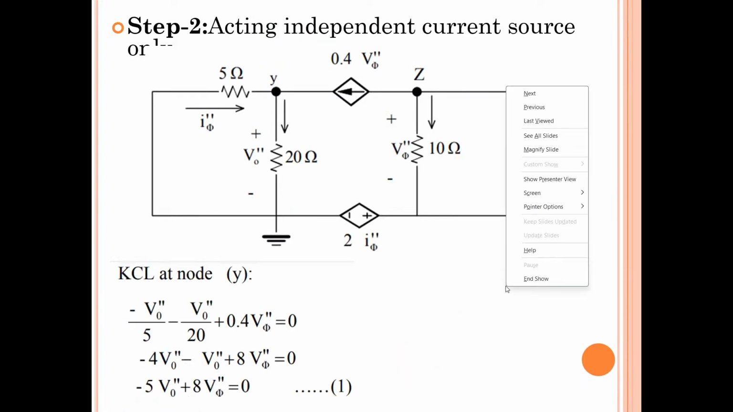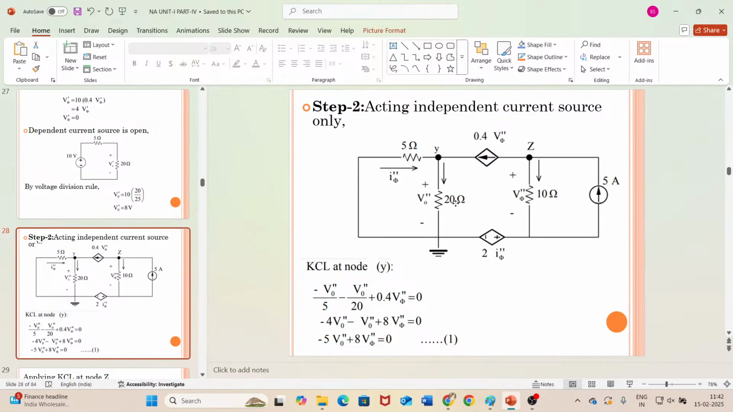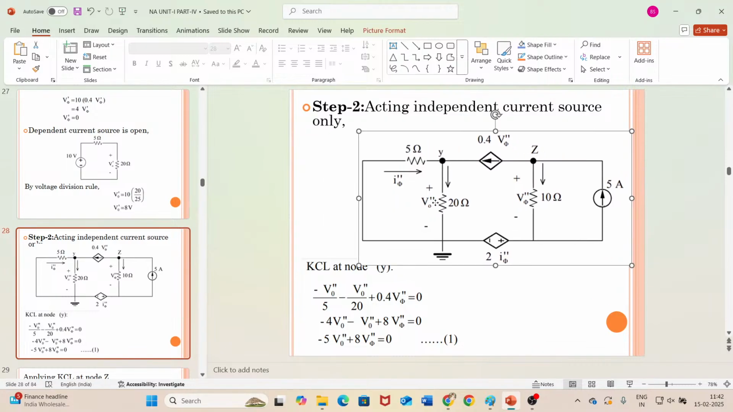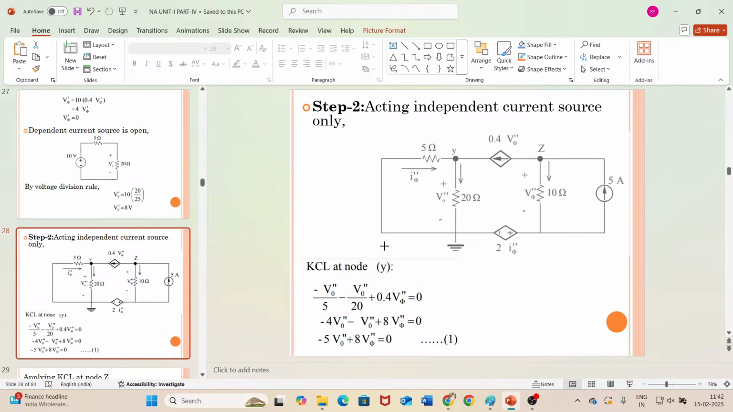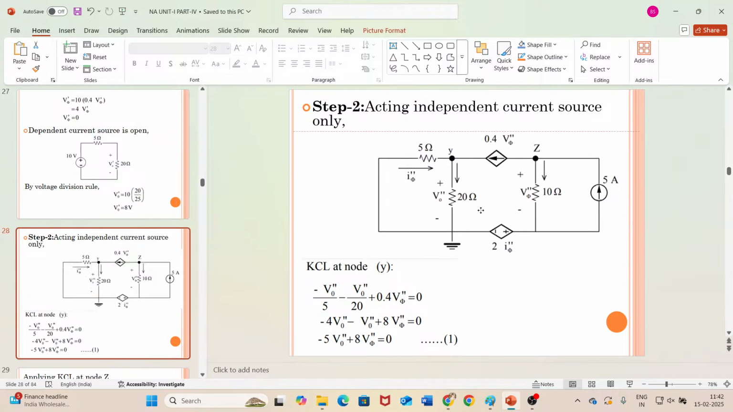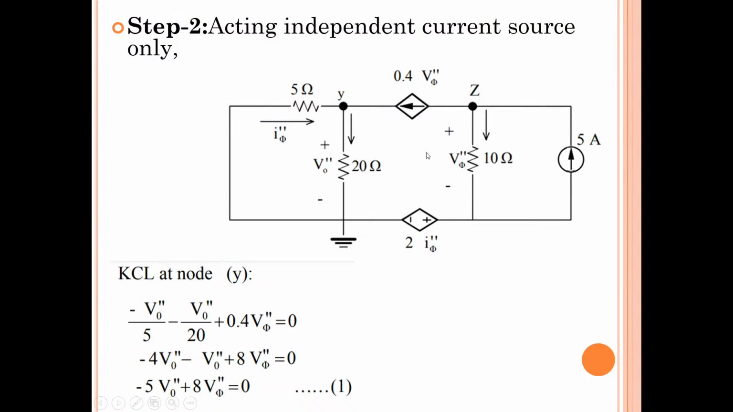Now let's go to step 2. Now short circuit the voltage source. Here what I have done: there was a voltage source, isn't it? I have short circuited the voltage source. So this is our modified circuit. By short circuiting the voltage source, this is the modified circuit. So only the current source is there.